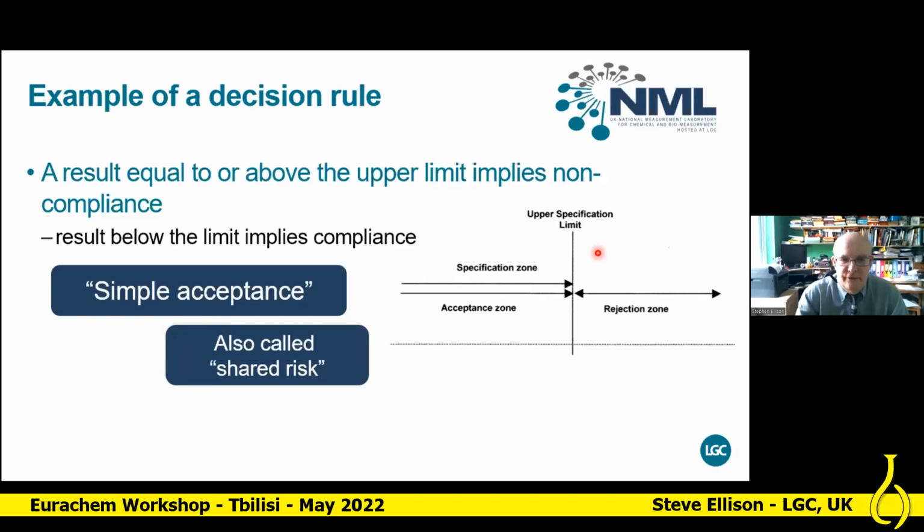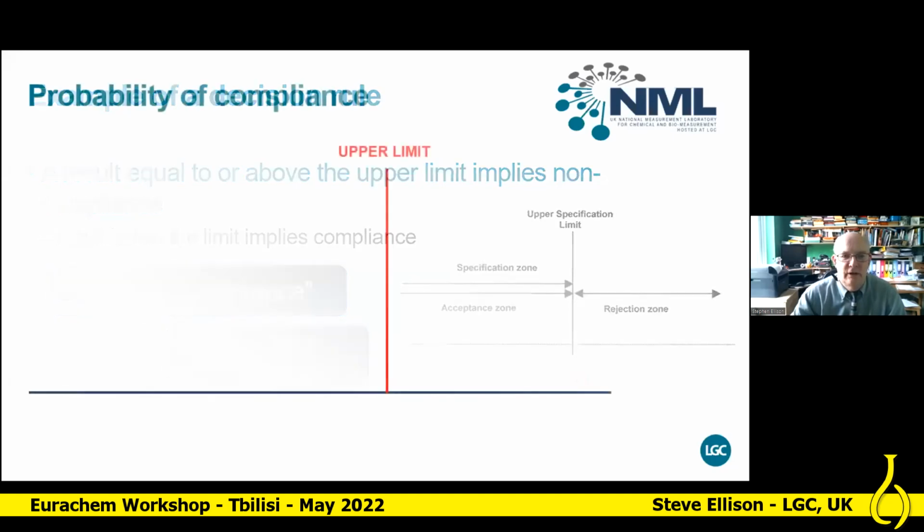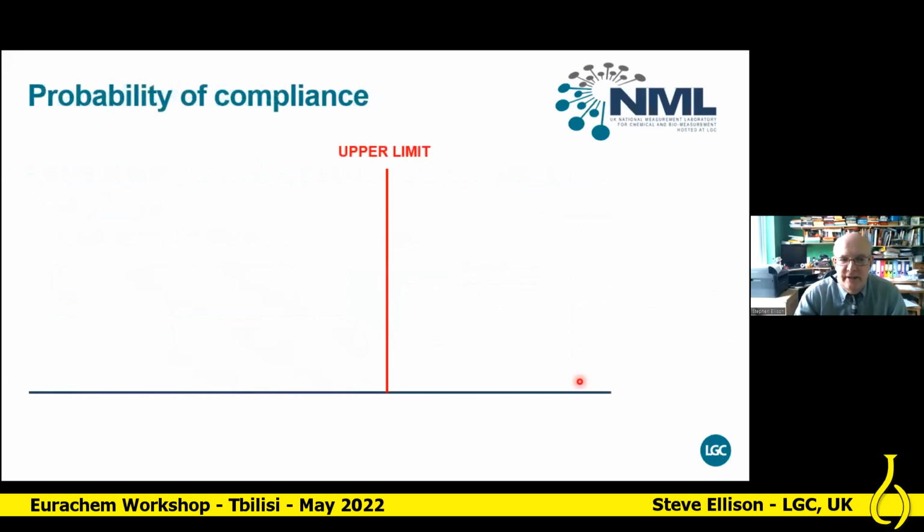I will say that for this particular decision rule, it's usually important to have an upper limit for the measurement uncertainty, because if you don't, you'll be running quite large risks. And we can see why here. If we take our picture of an upper limit, so our test material can contain as much as this, but no more. Let's say we have a measurement result just here, just above the upper limit.